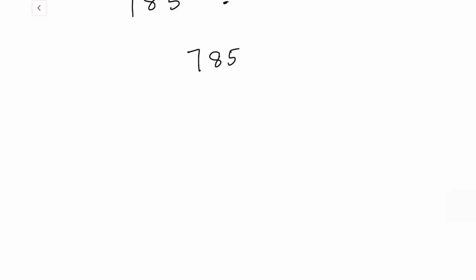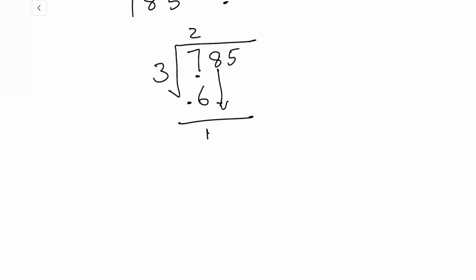785 divided by 3. So let's start with the hundreds place. 3 into what is 7? 3 into 2 is 6, the number closest to 7. 7 minus 6 is 1. 8 is brought down. 3 into what is 18? Yes, we have 3 into 6 is 18. 18 minus 18 is 0. And you have 5 which is remaining, which is brought down.